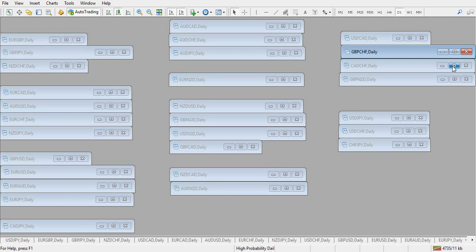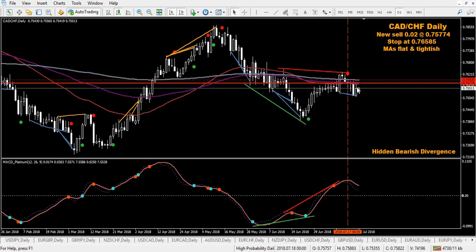Next one's the Canadian Swiss franc. That's a sell. Look, this is an ugly pair. I'm not super excited about it. I'm in a sell here. I've already got the bullish divergence, the little blue lines there. Sort of, I guess you'd call it a bullish candle on Friday, just not setting the world on fire.